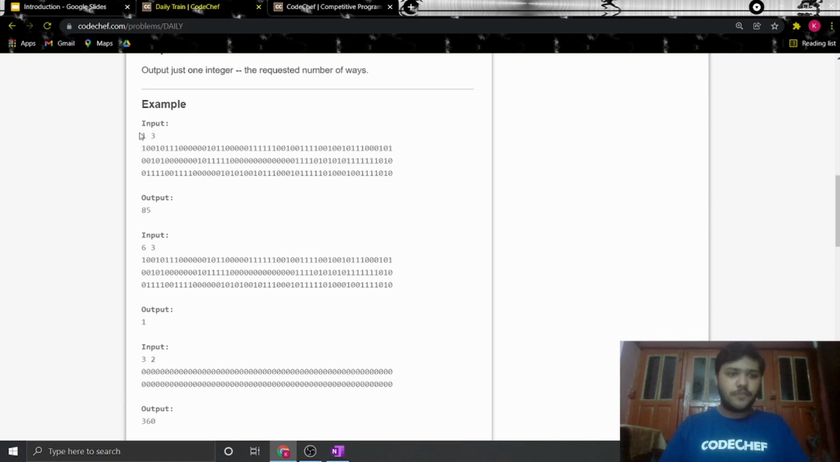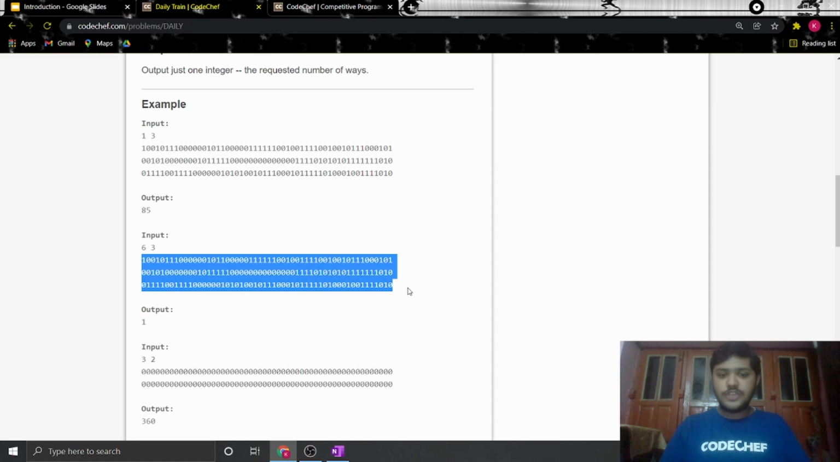So this is the input format: the number of friends, the number of cars, and then the configuration of each of the cars.